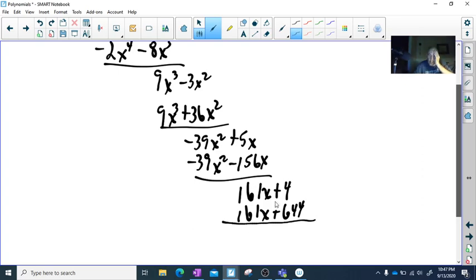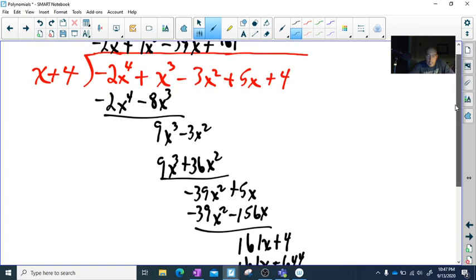0, 4, take away 644 is a negative 640. Now, the worst thing about this process is any little sign error anywhere up above here is going to make everything below it normally go off the rails on you. You're going to get it wrong. So you got to pay really, really close attention to your signs.